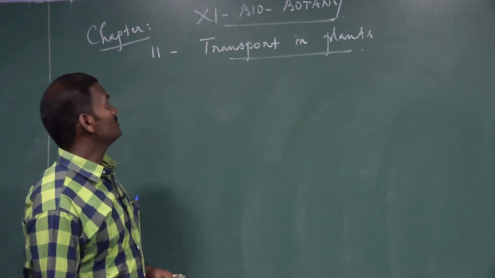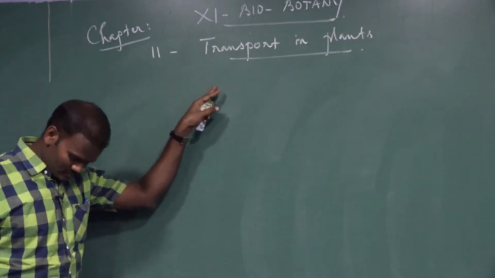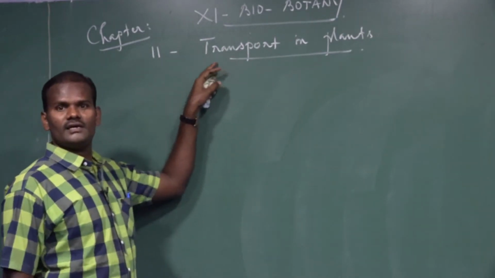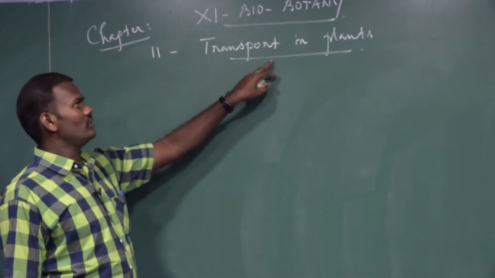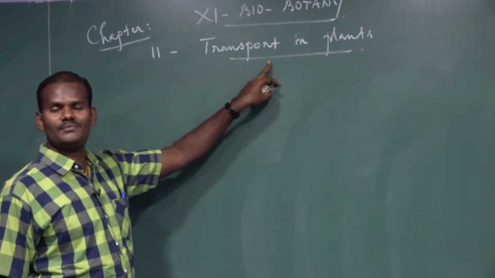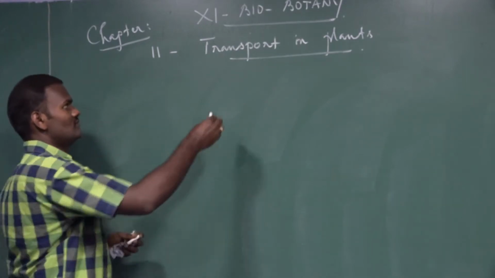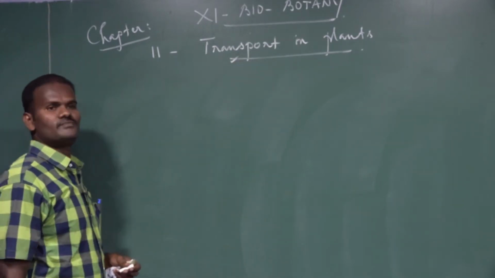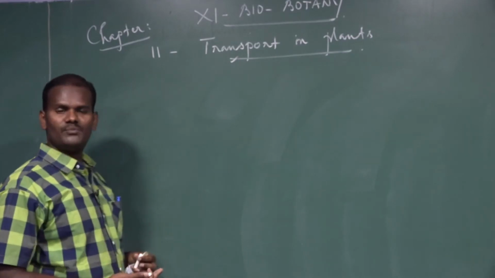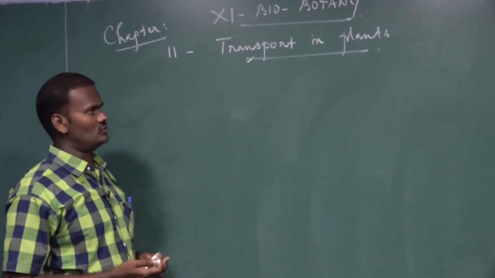Today, we are going to discuss the 11th chapter, 11th Bio-Botany. The chapter is Transport in Plants. It is one of the important chapters of plant physiology. Let us discuss what is called transport and how it takes place in plants. What is the necessity of transport?